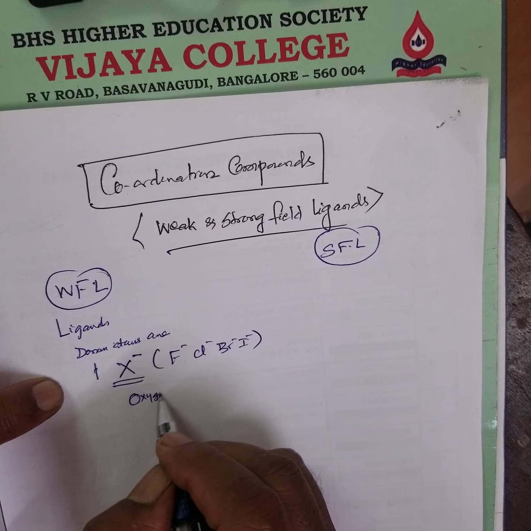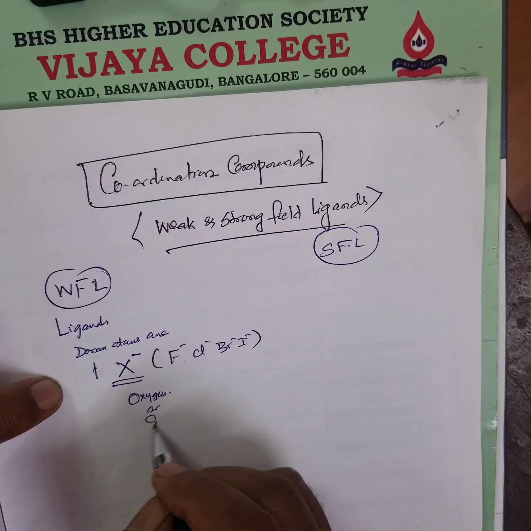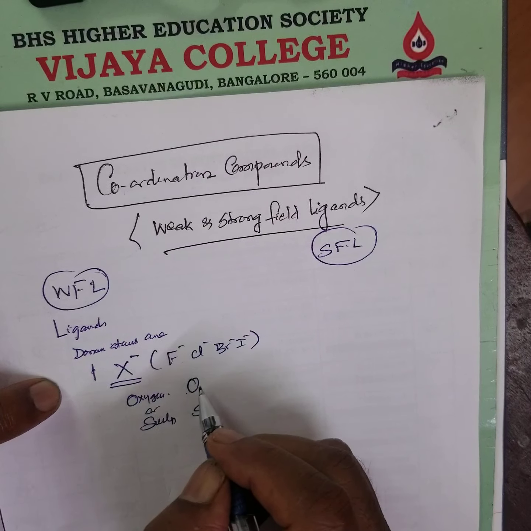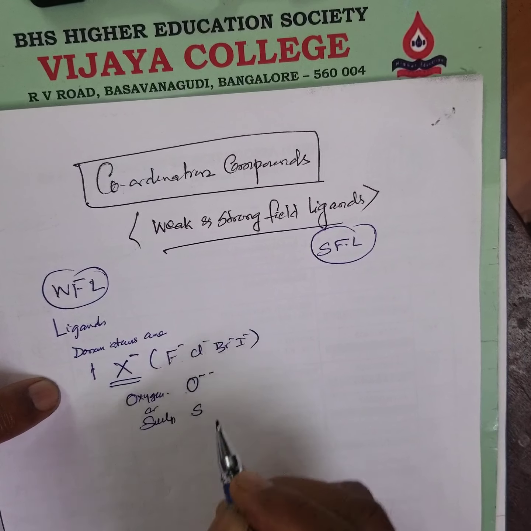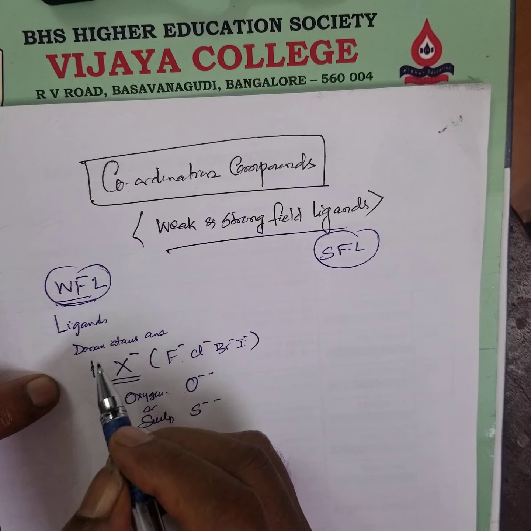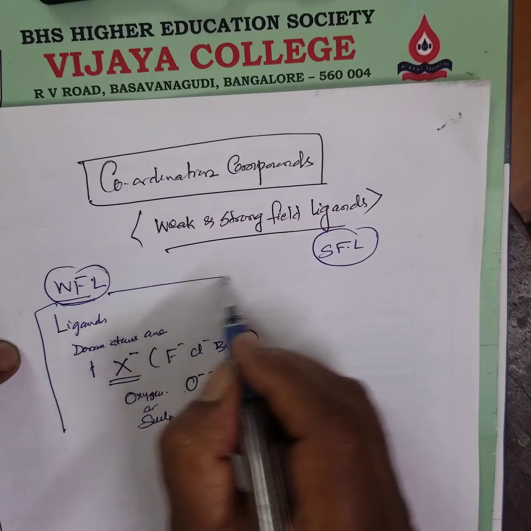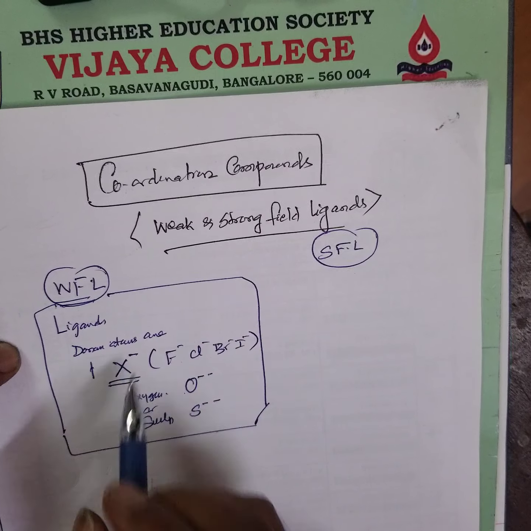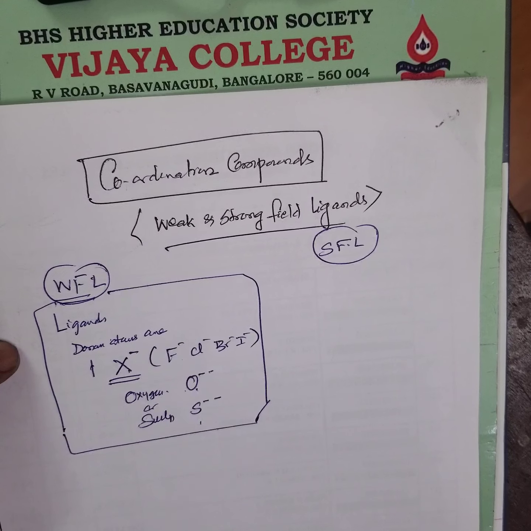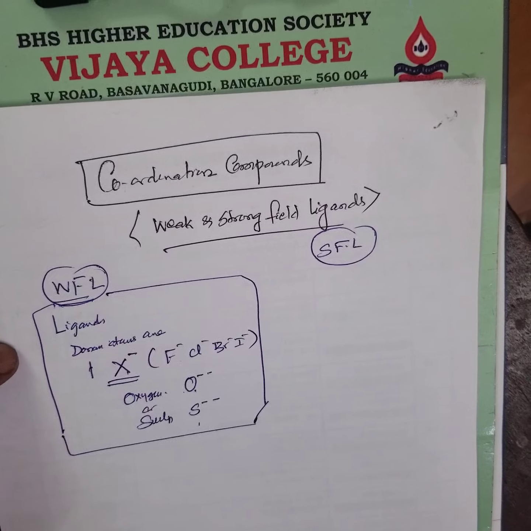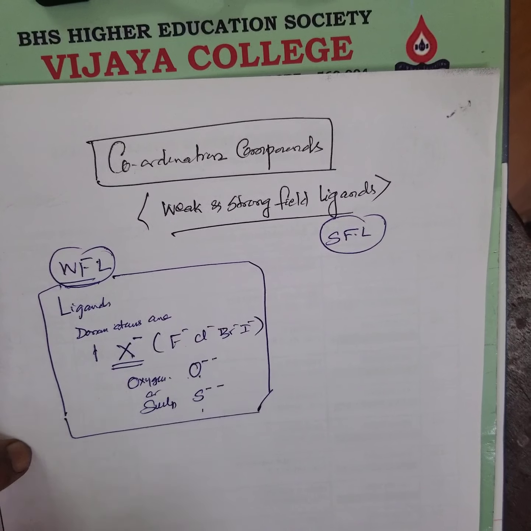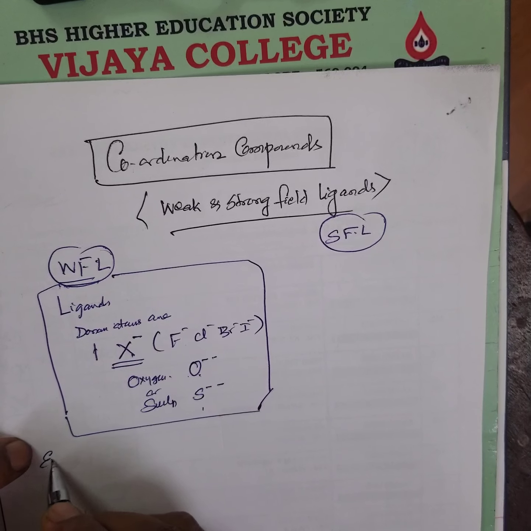Oxygen or sulfur. See, oxygen and sulfur, right? These are called weak ligands. That means the donor atoms are what? Halogens, oxygen or sulfur. They are called weak ligands. Let us see some examples so that you will understand better.